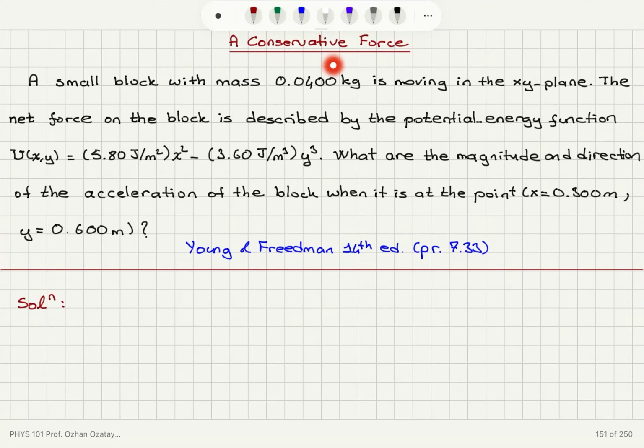A conservative force. A small block with mass 0.04 kilograms is moving in the xy plane. The net force on the block is described by the potential energy function U(x, y) = 5.8x² − 3.6y³. What are the magnitude and direction of the acceleration of the block when it is at the point x = 0.3 meters, y = 0.6 meters?